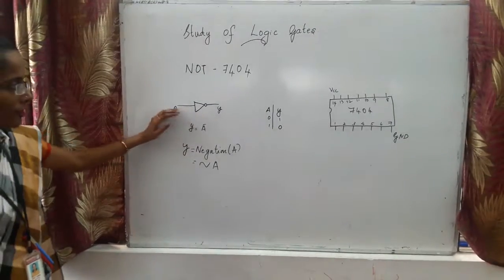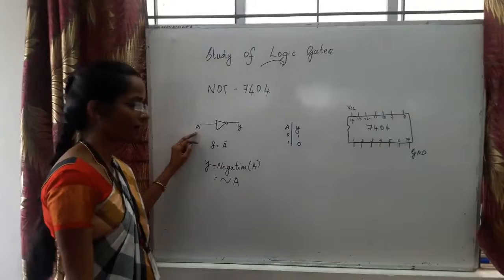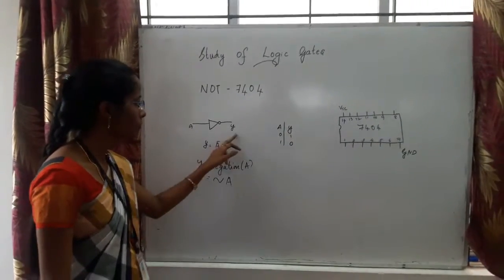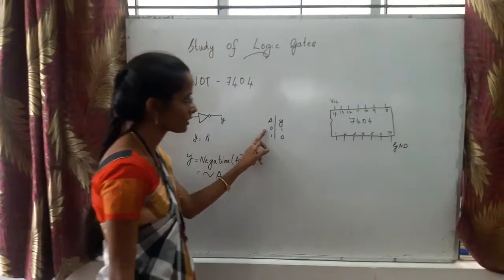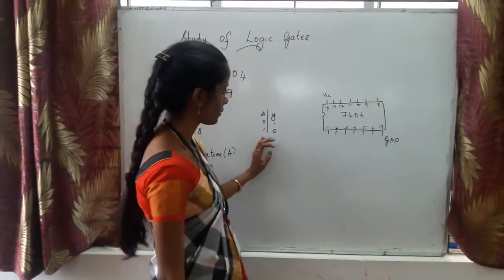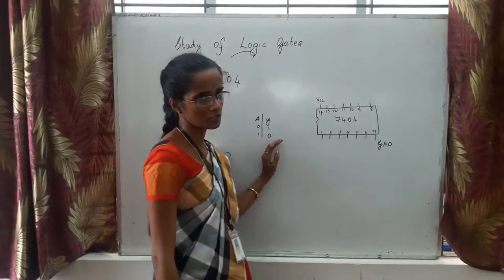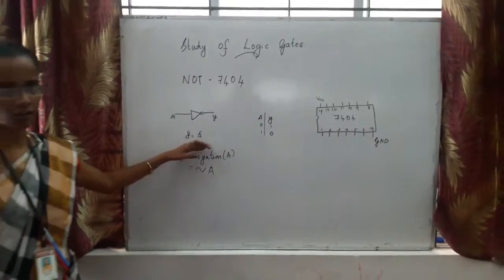The output of the NOT gate will always be the complement of the input. It has only one input. That means if you give logic 0, the output will be at logic 1. If you give logic 1, the output will be at logic 0. So it is represented as y equal to a complement.